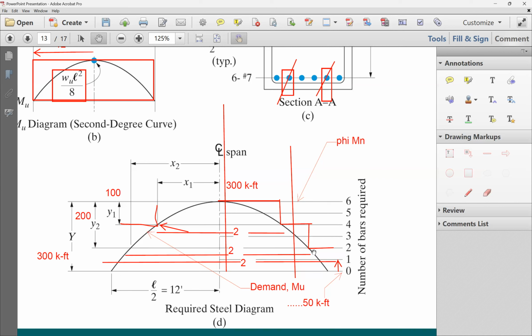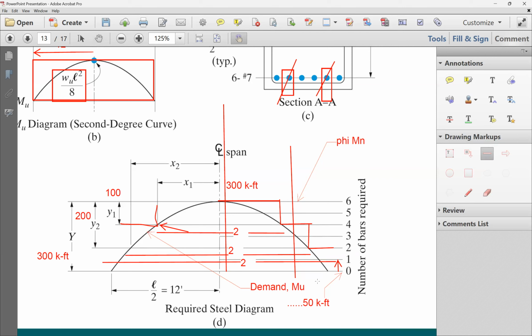Why? Because beyond that, I don't really need it. What I need is going to be 2 rebars. So in here, how many rebars do I need? Well, look at the moment diagram. I can do it this way. I don't really need the top number 6 and number 5 rebars. So here I can live with 4 rebars.